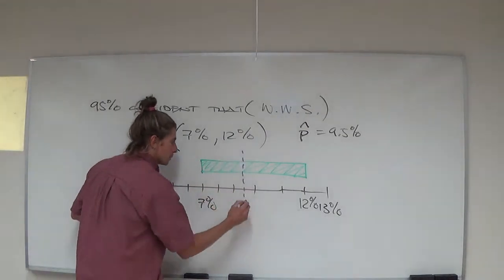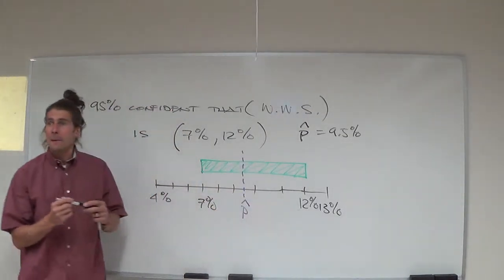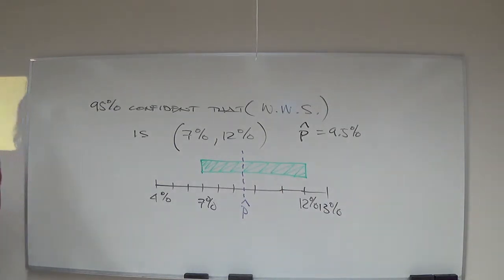Boom, boom, boom. There's p hat. There's p hat. But if I form these intervals, 95% of the time, who else lives in there? And I'll give you a hint. It's got something in common with p hat, and it also doesn't wear a hat. Which means it's just p. I can't think of anything clever.